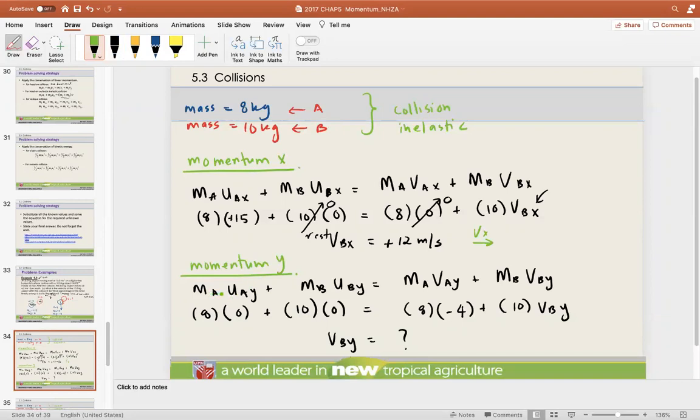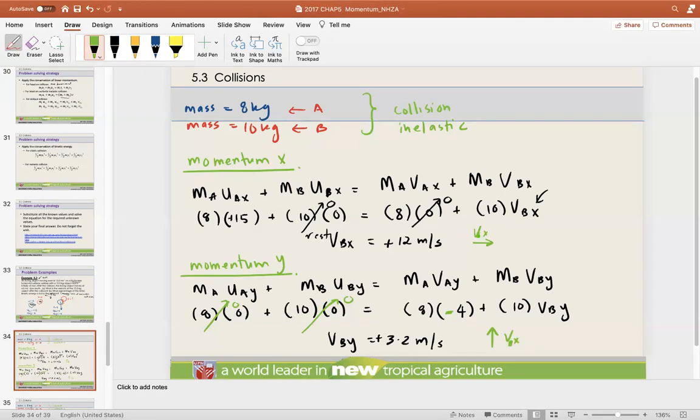Now momentum y: MA UAY plus MB UBY, initial velocities in the y direction and final velocities in the y direction. We don't have a y component for the initial velocity, and this one was at rest, so no initial velocity as well. Object A was moving down south, so it gets a negative sign here. We don't know what VBY is. Can anyone help me? 3.2, thank you. Is it positive? Yes, positive, so it is going upwards.